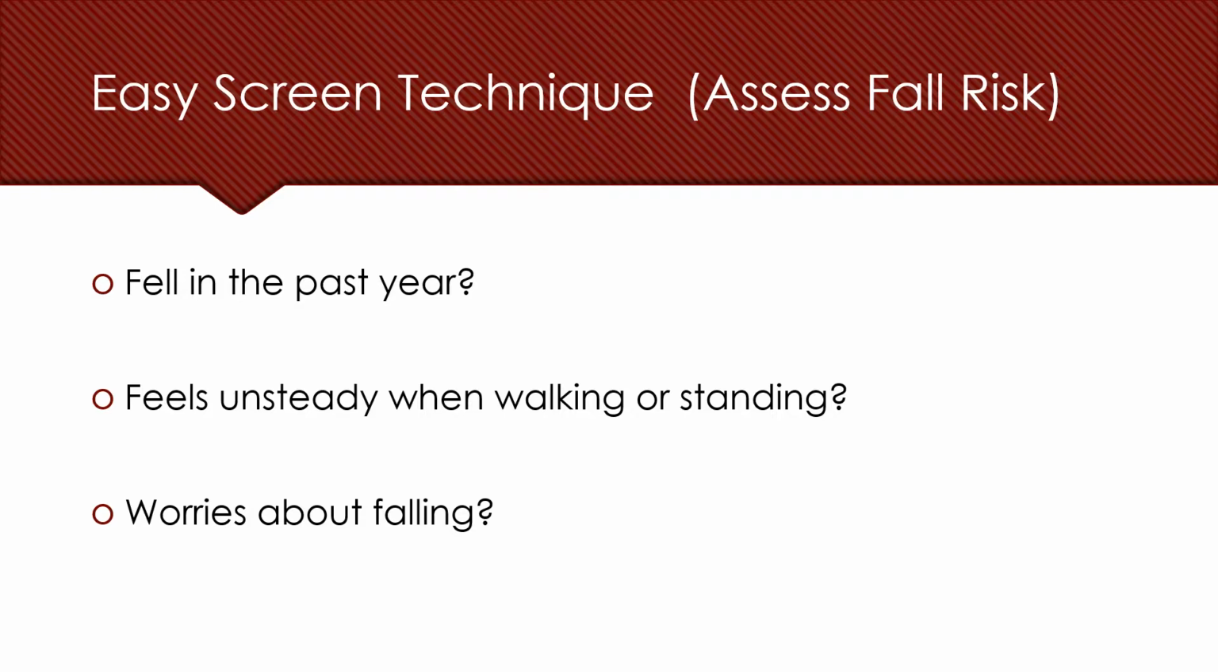So first, I'll show you one of the easy screening techniques here. You can really even just ask people these 3 basic questions to get an idea of their fall risk. First one, have you fallen in the past year? Second one, do you feel unsteady when walking or standing? And then lastly, are you worried about falling? Do you have that fear of falling? So these 3 questions will really give you an idea if a person is a high fall risk.